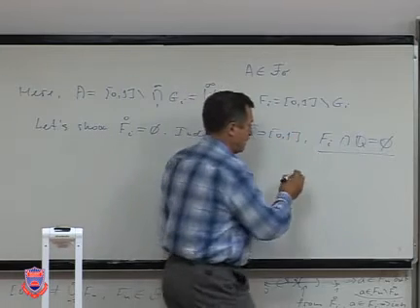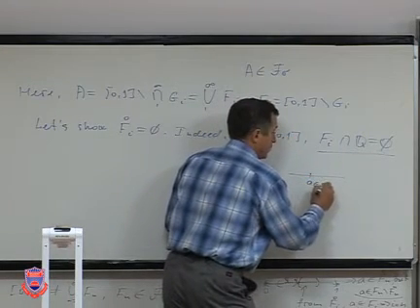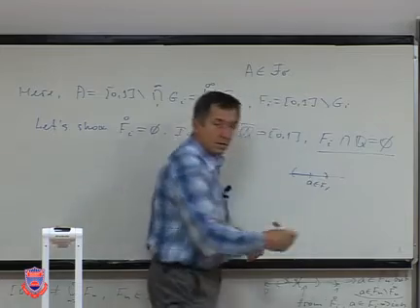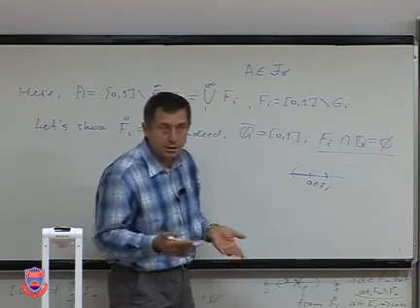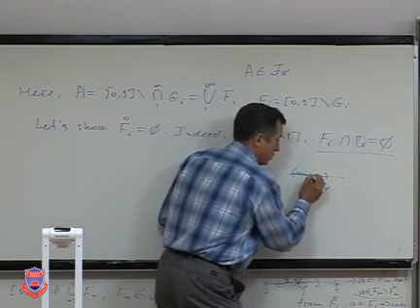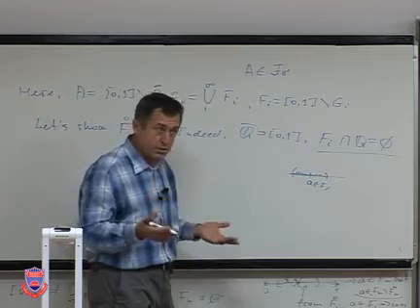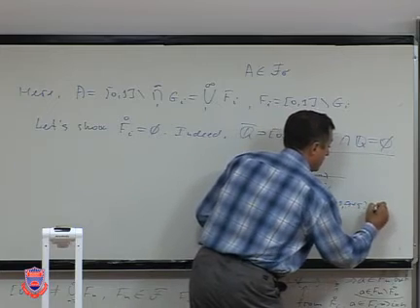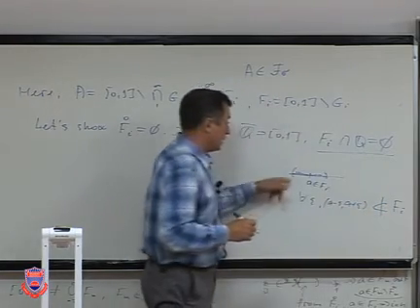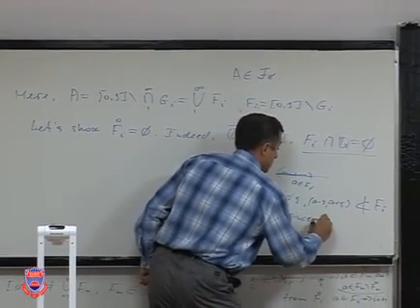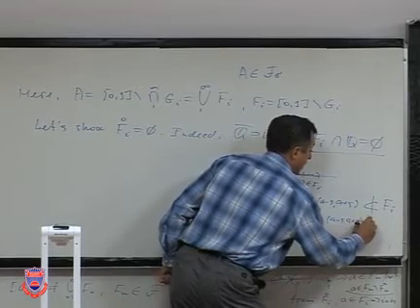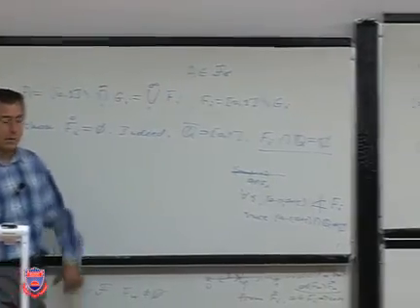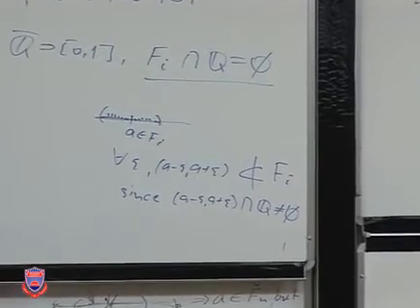But if this intersection is empty, and if you suppose that there exists some point from F_i which is an interior point, what does it mean, interior point? It means that there exists some epsilon such that this interval will be completely inside of F. Of course, we will have a contradiction, since this interval contains a lot of rational points. It's impossible. For any epsilon, the interval (a minus epsilon, a plus epsilon) definitely is not inside of F_i, since this interval contains many rational points, countably many rational points, okay? Therefore, we have that.